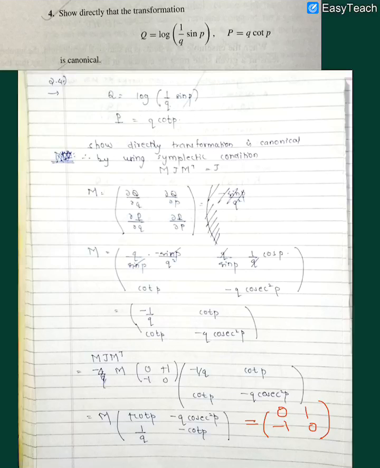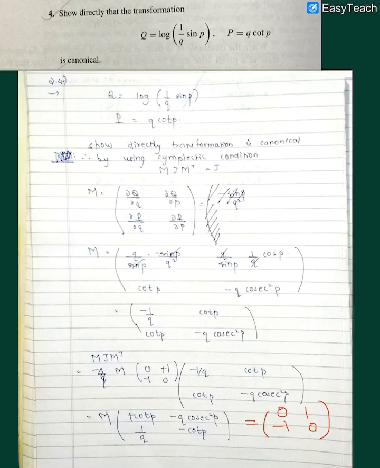Let us solve question 4 and question 5 together. There's a reason I am solving these two questions together, because I want to show two different methods wherein one can prove or show that the given transformations are canonical or not. In question 4 we are going to use the symplectic condition to show that the given transformation is canonical, and in question 5 we will use the Poisson bracket to show if the given transformation is canonical or not.